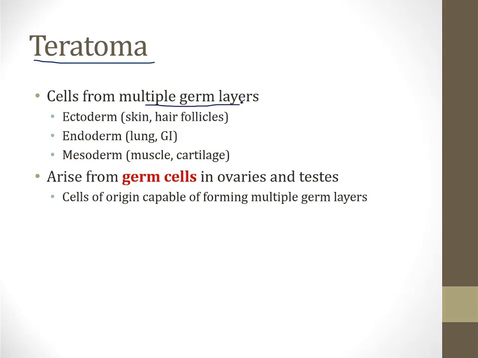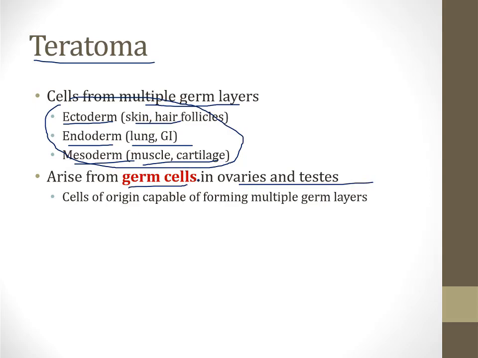So for example, there may be some cells like skin or hair follicles, which are from the ectoderm germ layer. Other cells may be from the lung or the GI tract, which is part of the endoderm. And still more cells may be muscle or cartilage, part of the mesoderm. Importantly, all the germ layers are represented within the different cell types of a teratoma. And the reason they have so many different cell types is because they arise from germ cells in the ovaries and testes, and these cells are capable of developing into multiple different cell types, and that's why they form all the different cell types of the teratoma.